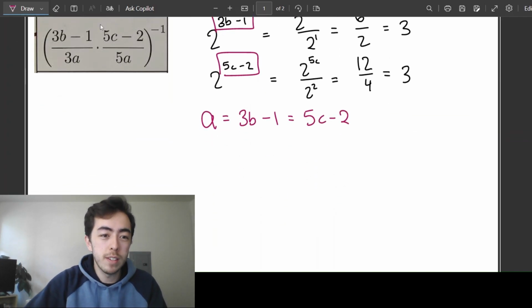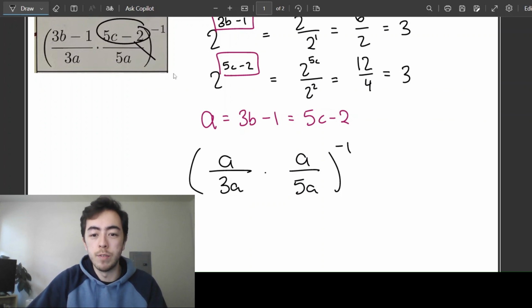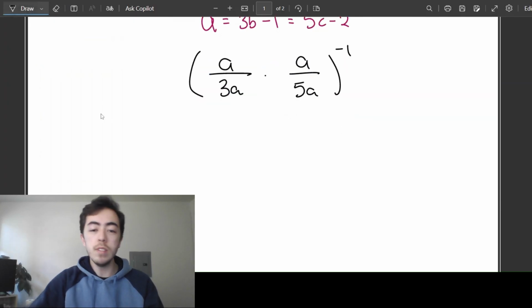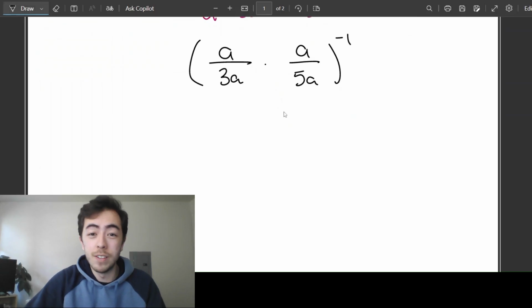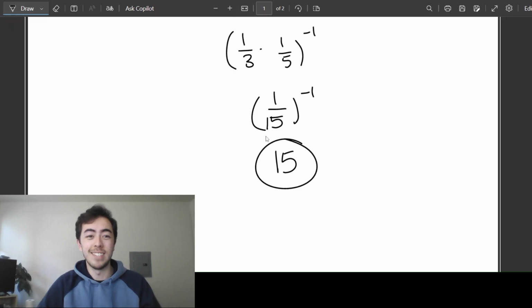So if we play this substitution game, we're going to get a over 3a times a over 5a, all to the power of negative 1. I'm substituting this for an a in the top, and likewise, same thing for the 3b minus 1. Here, it's really clear to me that all the a's cancel, and I'm left with 1/3 times 1/5 to the power of negative 1. Here is our 1/15th. And then finally, once we raise that to the power of negative 1, it flips, and we get the number 15, and that's today's date.